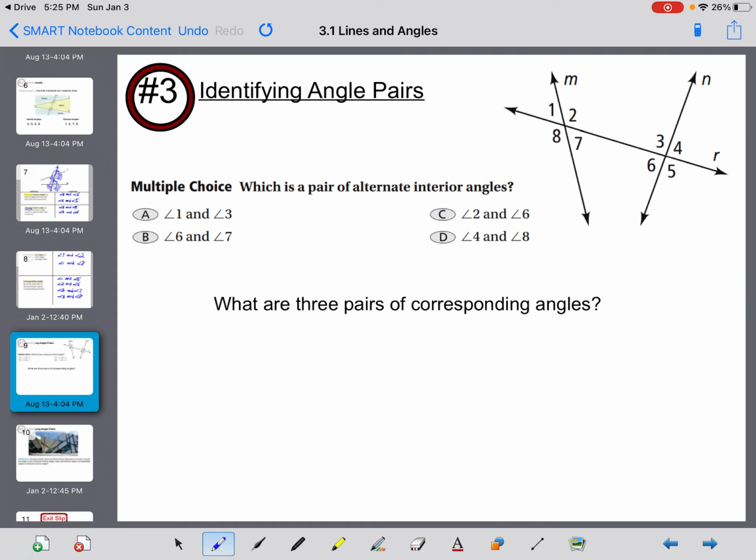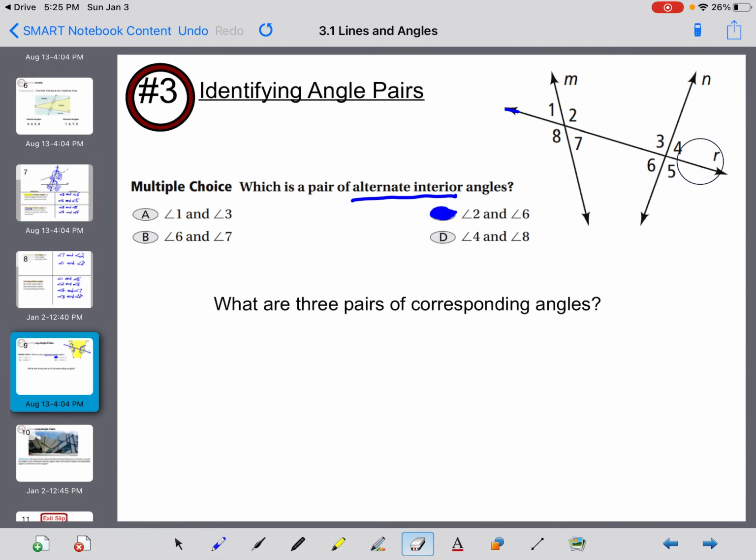Okay, so identifying angle pairs. It says, which is a pair of alternate interior angles. So I'm going to look at the interior in between lines M and N, and they need to be on the opposite sides of the transversal. So that would be angle 2 and angle 6, or angle 7 and angle 3. Well, the only choice between those two that I see is angle 2 and angle 6.